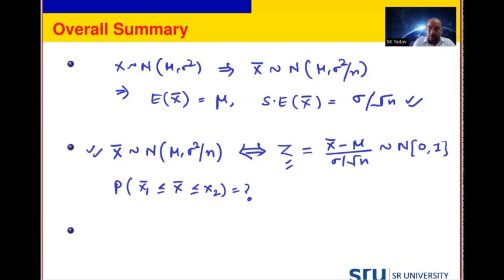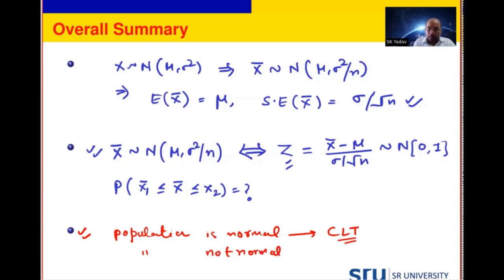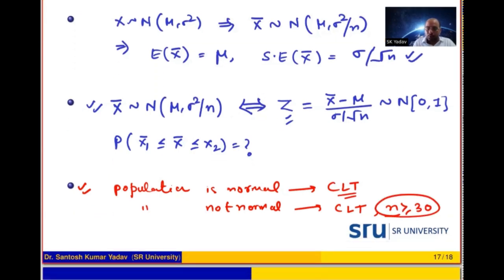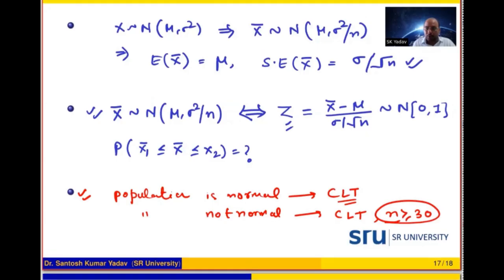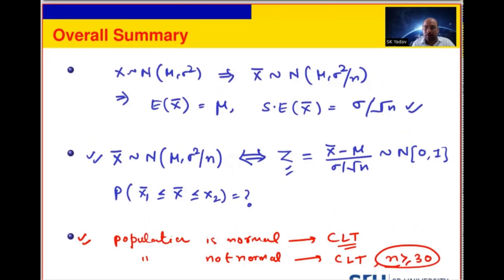And the third point is very, very important here. Whenever your population is normal, we can apply CLT without worrying about the sample size. But if the population is not normal, we can apply the central limit theorem provided n is greater than or equal to 30. So this is all about this video lecture. I hope you understand the sampling distribution and central limit theorem.